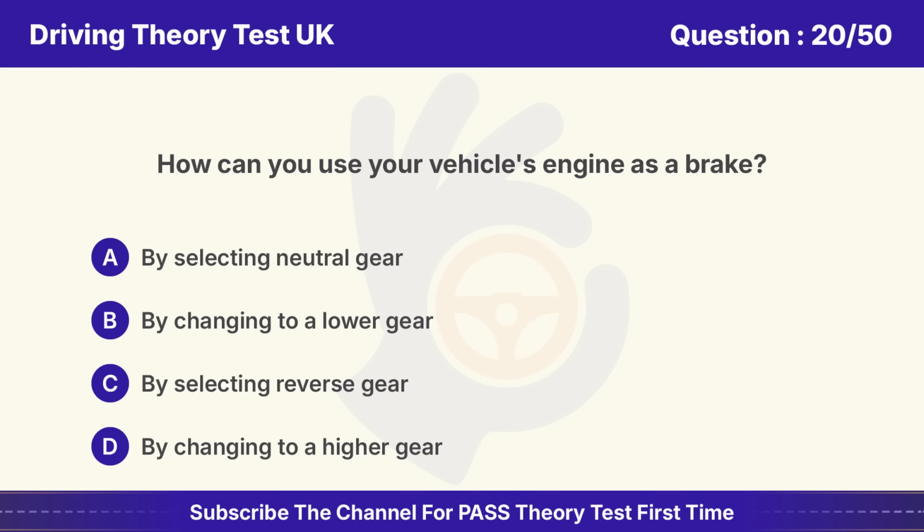Question 20. How can you use your vehicle's engine as a brake? Option A. By selecting neutral gear. B. By changing to a lower gear. C. By selecting reverse gear. D. By changing to a higher gear.